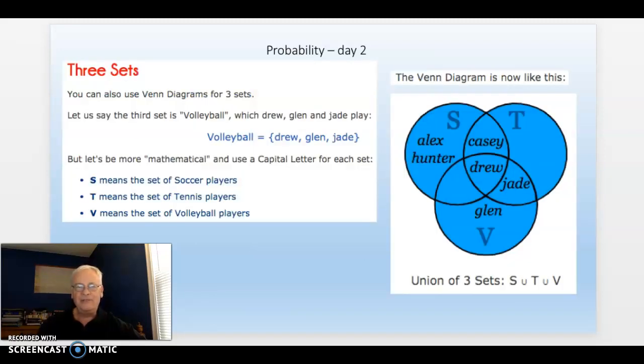We can also draw 3 sets. All right, the union of all 3 of these sets. They added a set here, volleyball players. Drew, Glenn, and Jade. You notice Glenn here only plays volleyball. Drew plays all 3, it looks like. And Jade just plays volleyball and tennis, okay? The union of all 3 of those sets is in blue here.